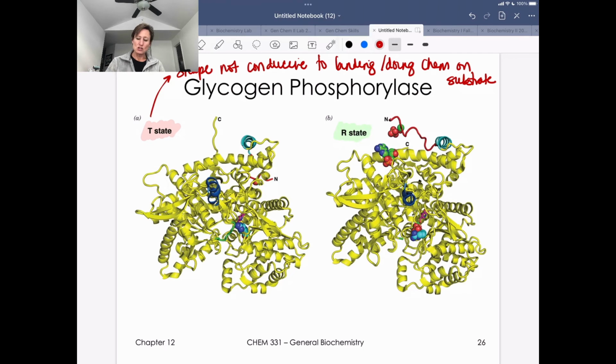Okay? And so whether it's T state or R state is determined by one specific structural thing in this enzyme. So T state versus R state, okay, is determined by the position of the N-terminus.